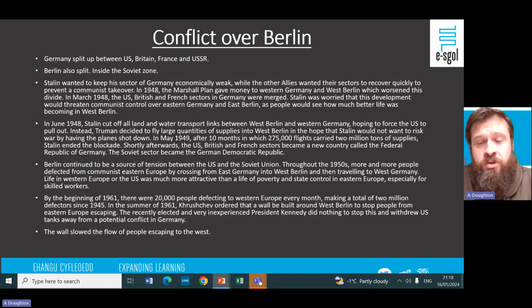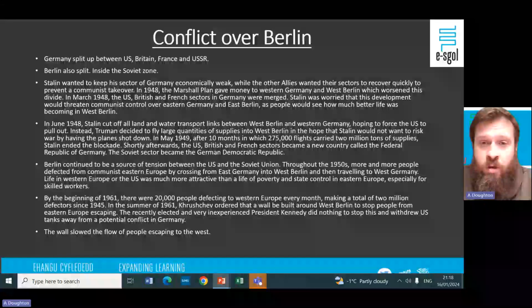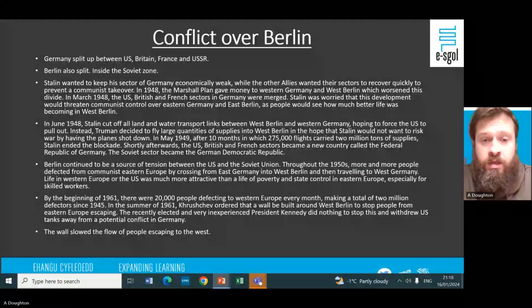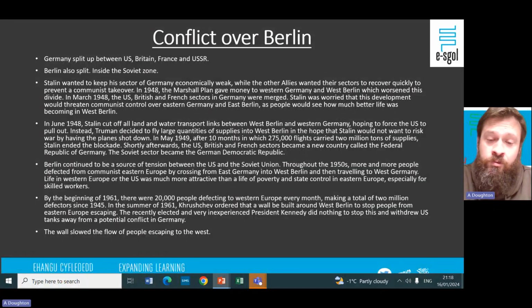Berlin continued to be a source of tension for a number of years, because that is where capitalism and communism met directly. So in order to stop those people leaving Eastern Europe through East Berlin and Berlin, they decided to build a wall in 1961. Now this did slow down the flow of people. You did have people who managed to escape. However, it was a lot more difficult now.